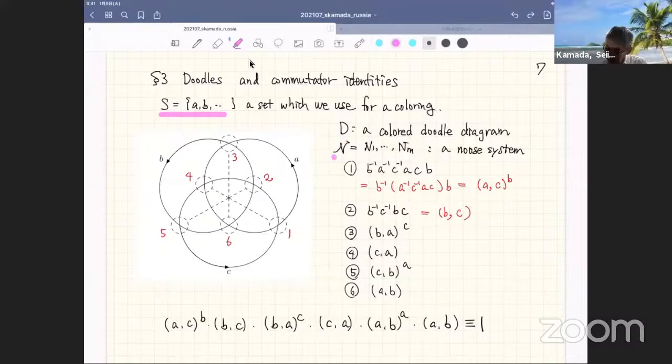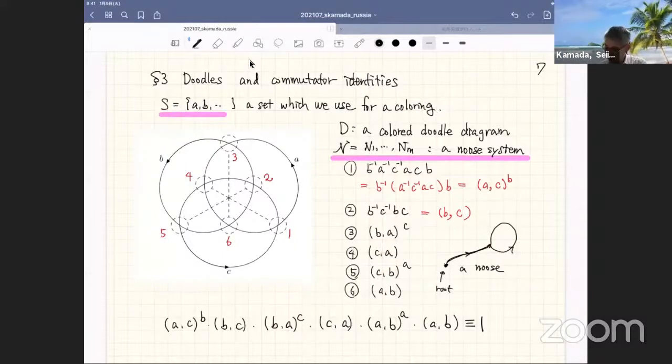And let N be a noose. A noose is this one. From the base point, we consider a simple arc and a simple closed curve, and go back along this arc. This is called a noose. This is the root, or base point, and this point is the neck. And this loop bounds a disk. This is the head. And the boundary of the head is the loop of the noose.